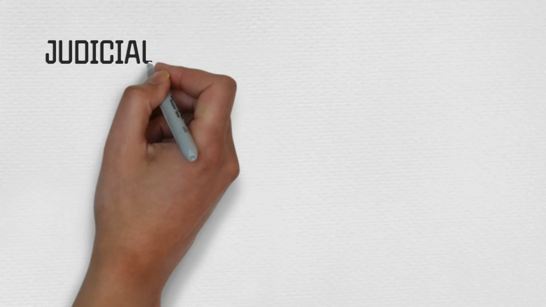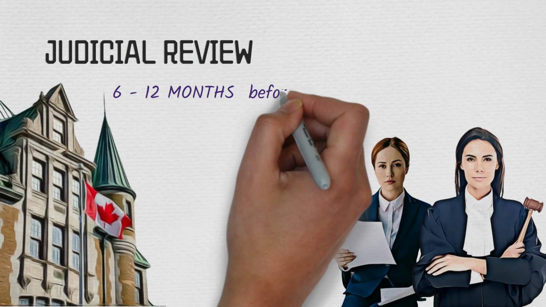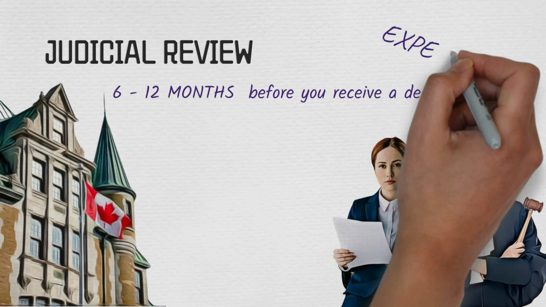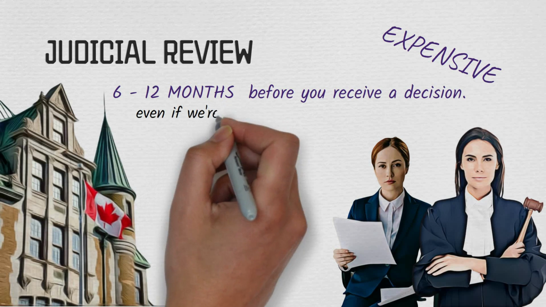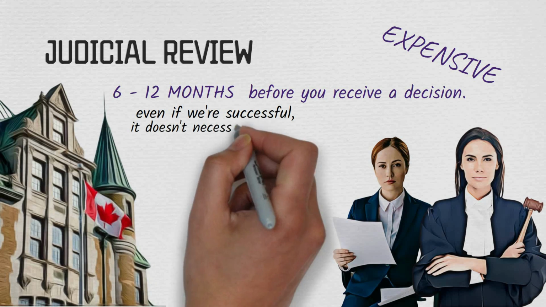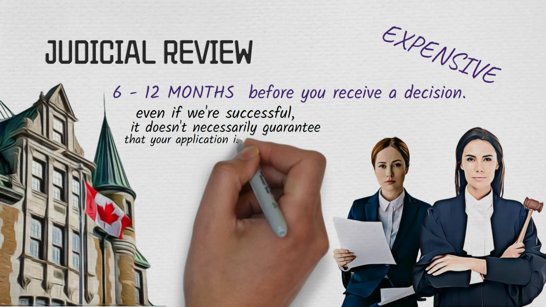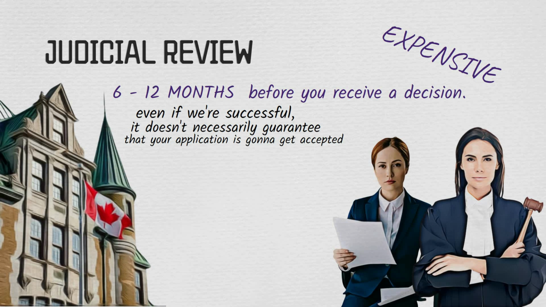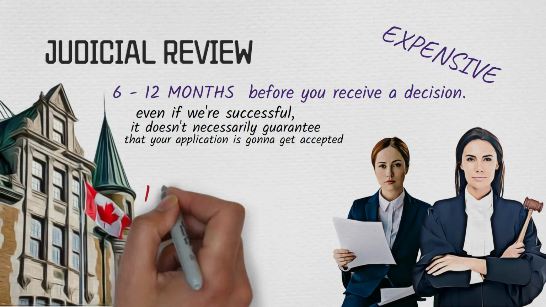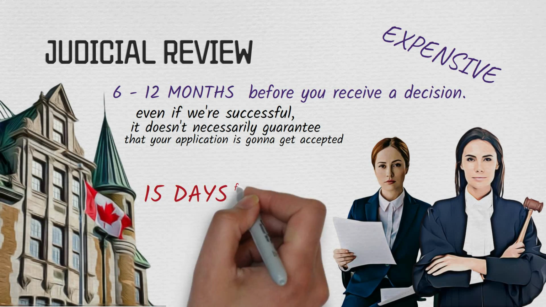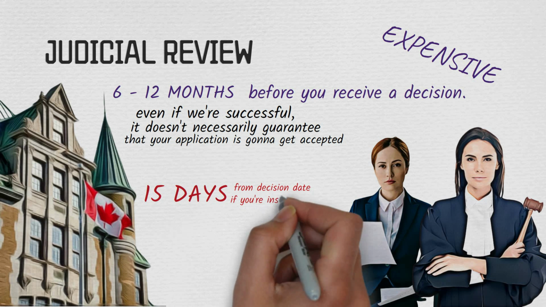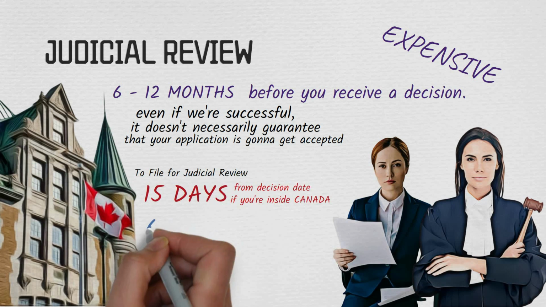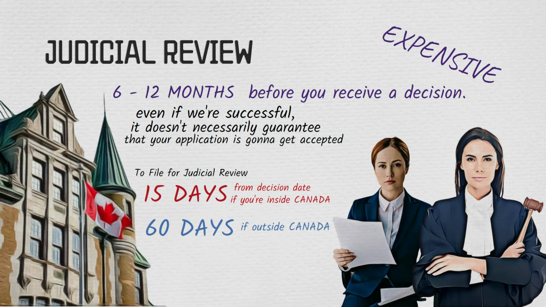Now, in terms of judicial review, as we talked about, it can take 6 to 12 months before you receive a decision. It can be an expensive process. Even if we're successful, it doesn't necessarily guarantee that your application is going to get accepted. But in some cases, if you faced multiple refusals, the reconsideration requests are not fruitful, judicial review may be your only option, right? Again, 15 days if you're inside Canada, and 60 days if the decision is outside of Canada. So these are your options.